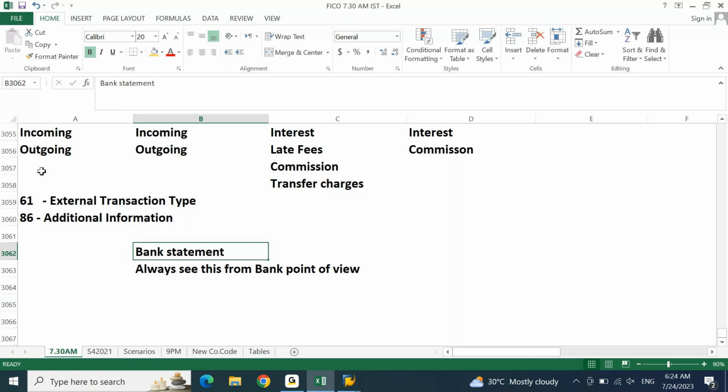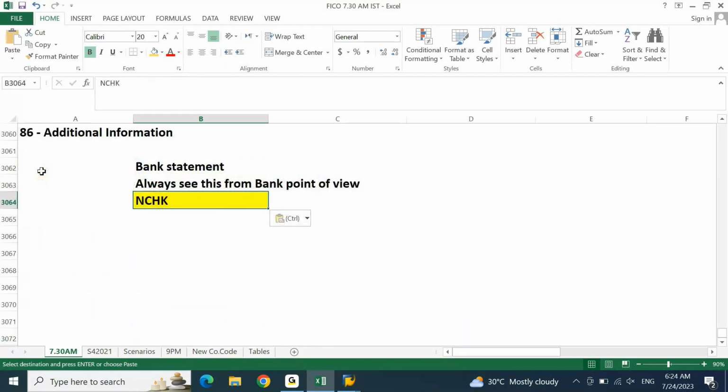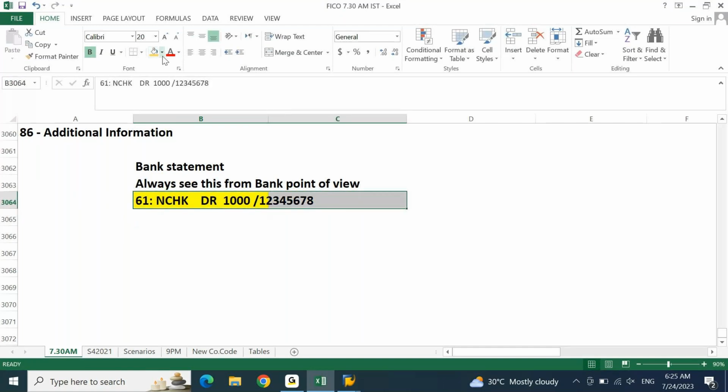When you are looking at a bank statement, you should always be very careful that you are seeing it from the banking side. Let me put a simple sample transaction: NCHK, debit, 1000, and then 1 2 3 4 5 6 7 8. Now this is from your tag 61. I'm not writing the complete line, I'm writing only the parts we need to focus on, which we need to determine based on the bank statement.